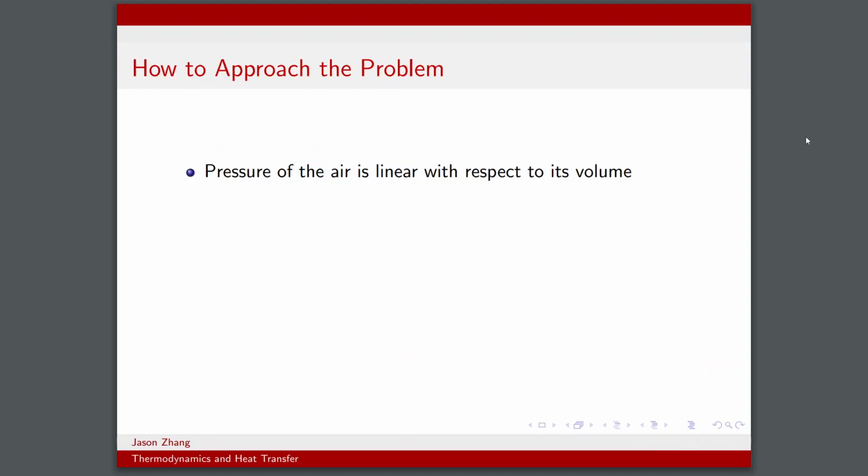So how exactly do we approach this problem? Well, the most important observation we should make is that the pressure of the air is going to be linear with respect to its volume. And you might be wondering, okay, how can we see this intuitively?